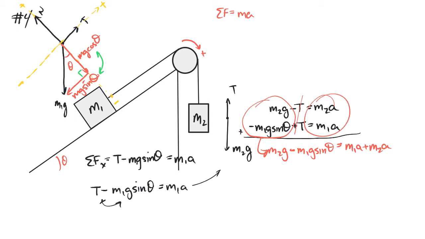Alright, well, that's really about it. I'm going to solve for a. So I get m2g minus m1g sine theta equals, I'm going to factor out the a, get m1 plus m2 all times a. Please notice this. That's the inertia of the entire system, right? Mass is inertia of m2, inertia of m1, all added together.